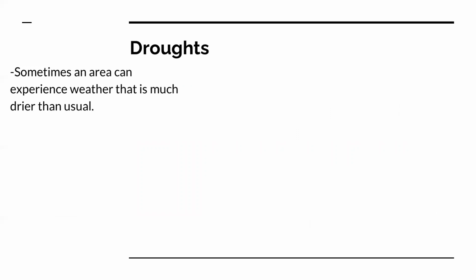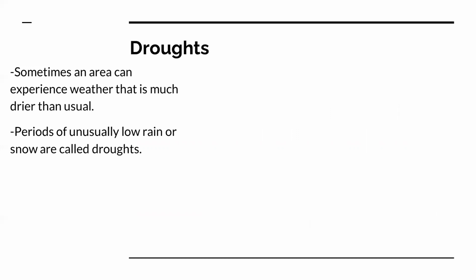All right, and the last thing we're going to talk about is droughts. Sometimes an area can experience weather that is much drier than usual. Periods of unusually low rain or snow are called droughts. Now, we'll go in the summer sometimes with no rain for a little bit, but when there is an unusually low amount, that is when it triggers a drought.